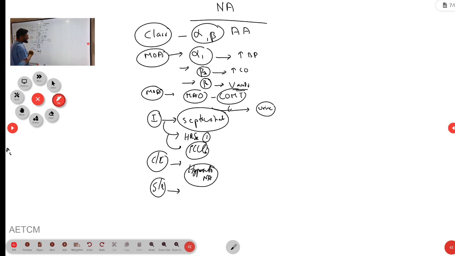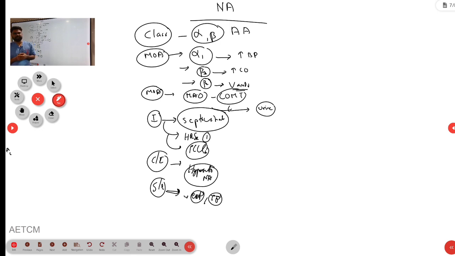Coming to the side effects and complications of noradrenaline. The major side effect of noradrenaline is that it is ideally preferred through the central line rather than the peripheral line, as it can cause extravasation and tissue necrosis. It can also cause peripheral ischemia in less than 1% of cases, and also cardiomyopathies, bradycardia and cardiac arrhythmias have been documented.